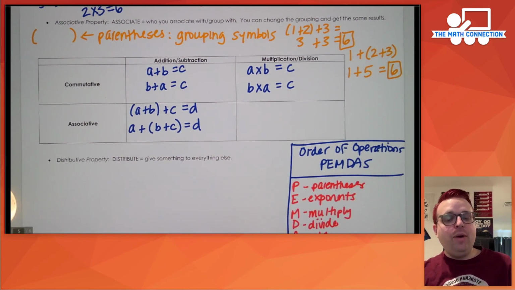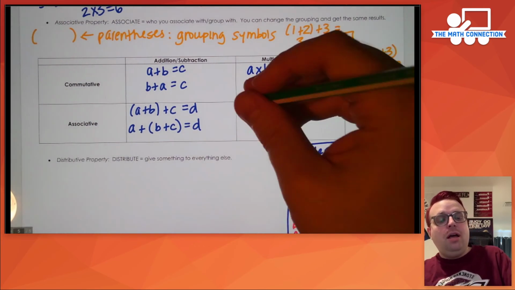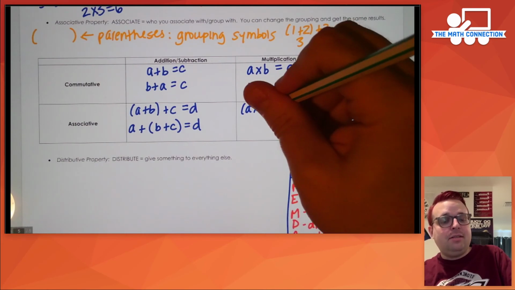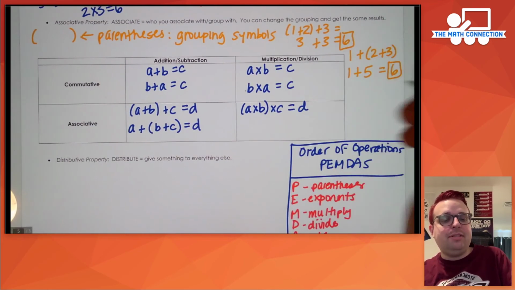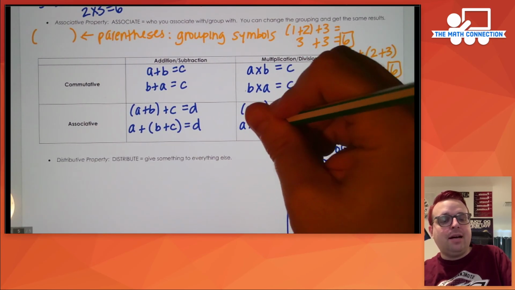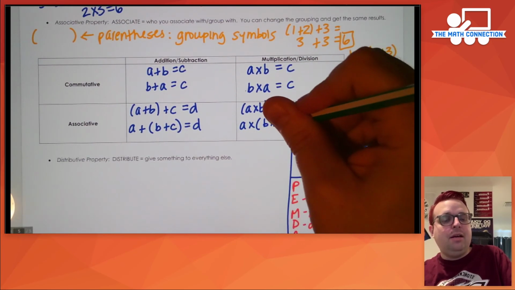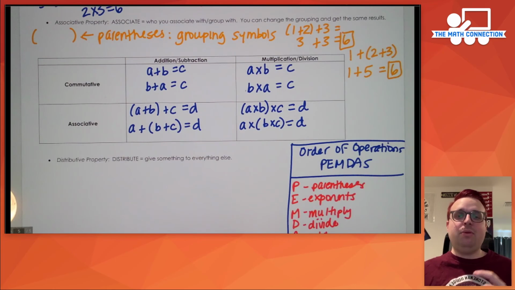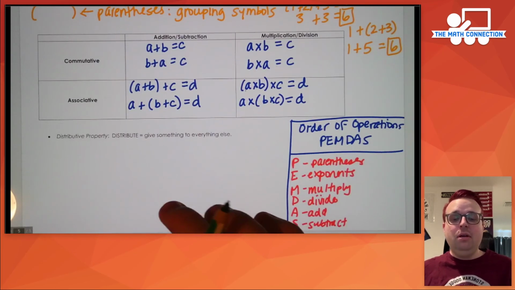Okay. We can also apply the same thing for multiplication and division. So if A times B in parentheses times C equals D, then we can move the parentheses around, and now A times B times C should also give me D. That's exactly what the property is saying: the grouping symbols can change, and you'll still end up with the same result.